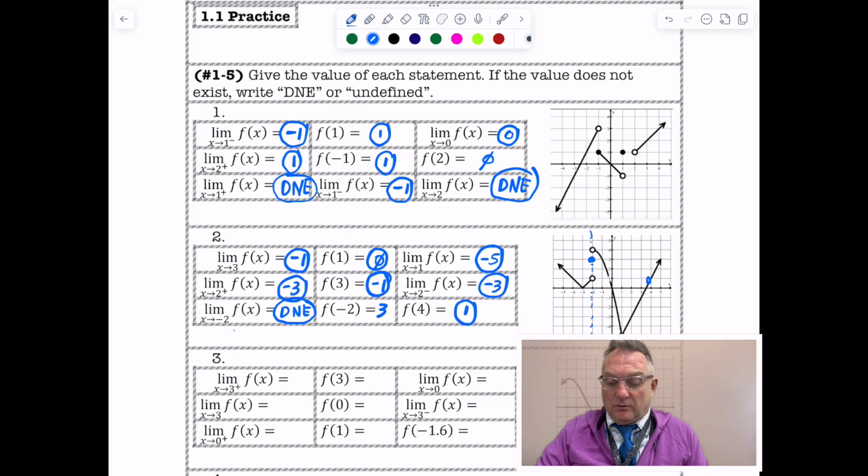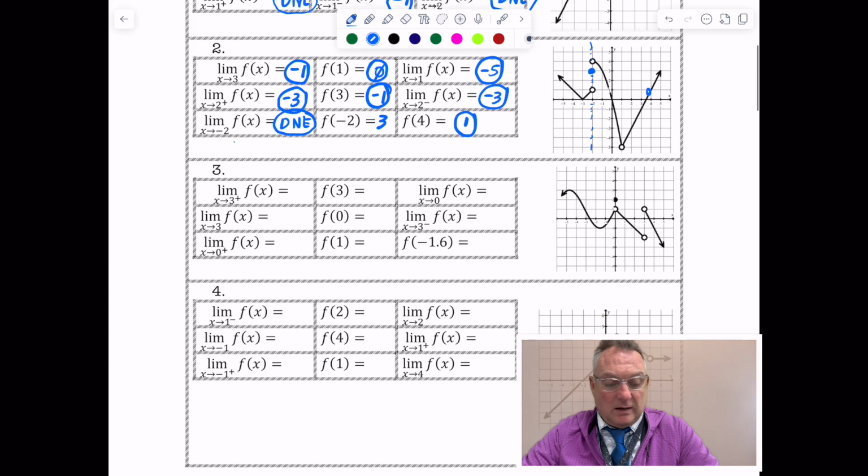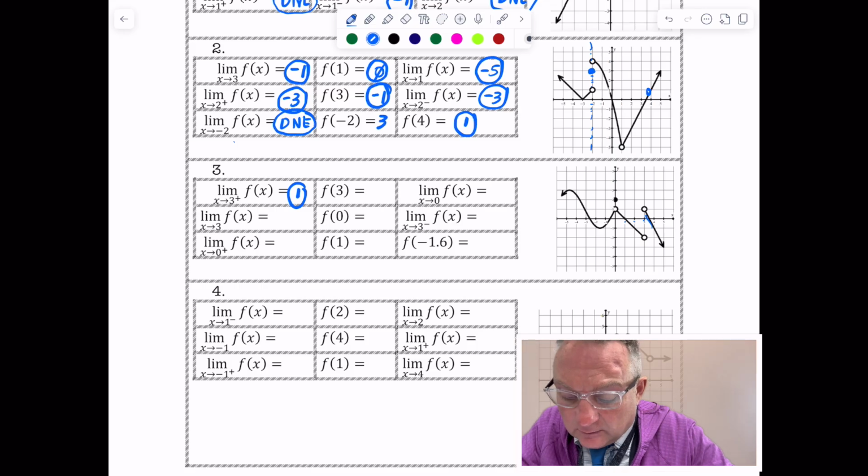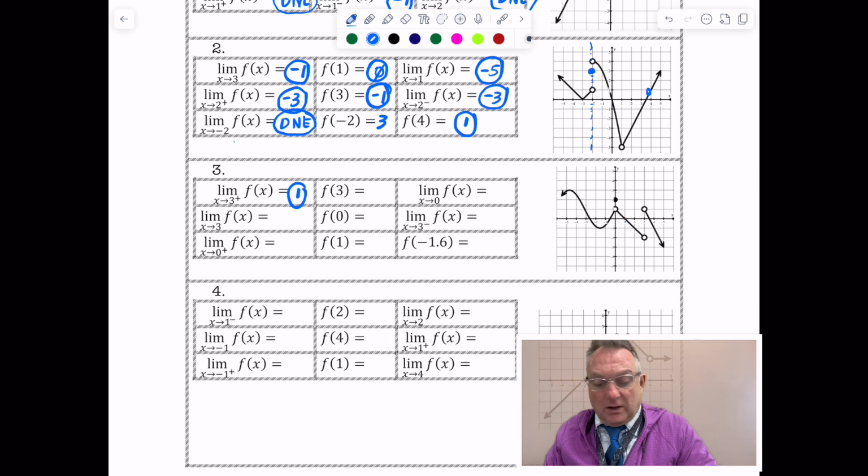Okay, so the number 3, we get this other crazy looking graph. So what happens when we approach 3 from the positive side? 1, 2, 3, it's approaching the 1 value. Okay. What is f of 3? F of 3 is, I got to erase that. I did some writing on there. F of 3 is not defined. It's open circles for both those points.